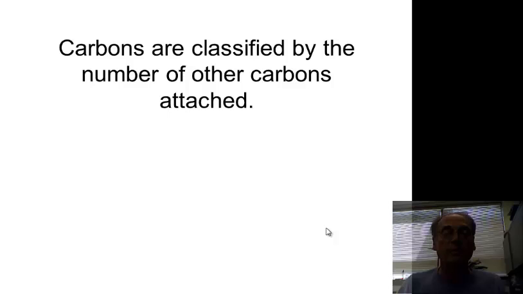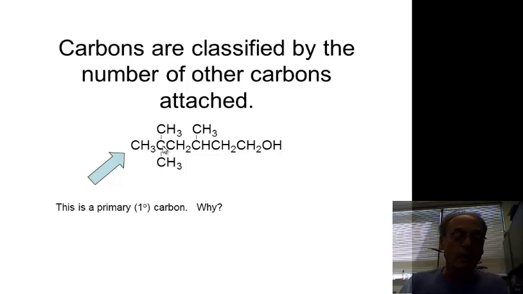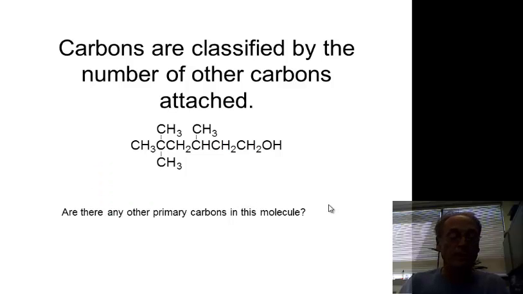Are classified by the number of other carbons attached. So this molecule, we will classify all of these different carbons, and each one has its own classification. This kind of carbon is considered to be primary. Why? Because it's attached to just one other carbon. This carbon is primary because it's attached to that one other carbon. Are there any other primary carbons in this molecule?